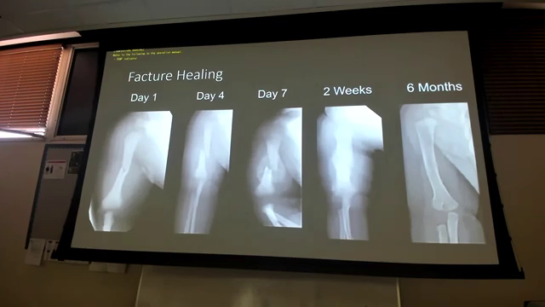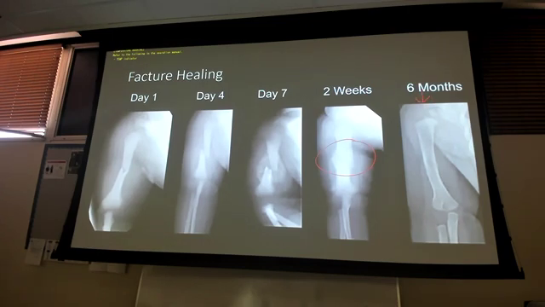So we have the fracture on day 1. On day 4, it's still kind of there. It's shifted just a little bit. But already on day 7, I have this cloudy kind of circle around the fracture. Everybody see that? That's that periosteal reaction starting. The bone is starting to heal. By 2 weeks, you can't even really see the fracture anymore, but you can still see that the bone is kind of a funky shape. And then the beauty part about pediatrics is by 6 months, the bone looks just like it did before.